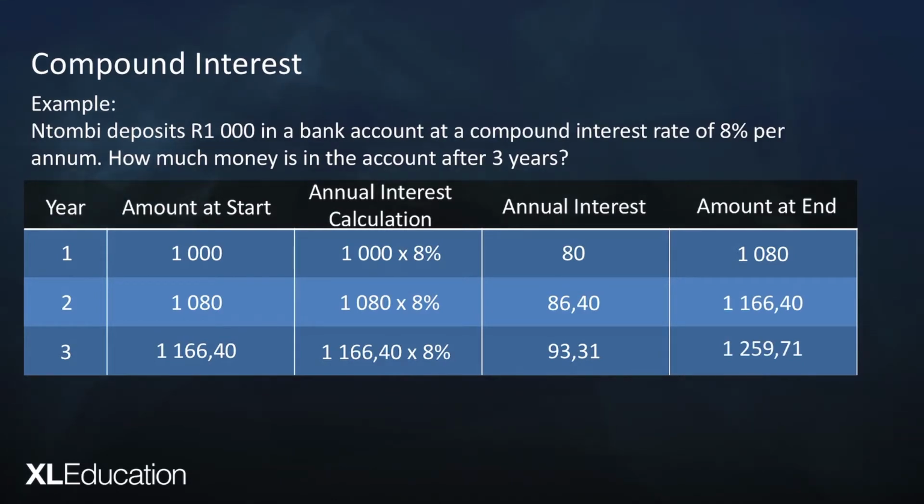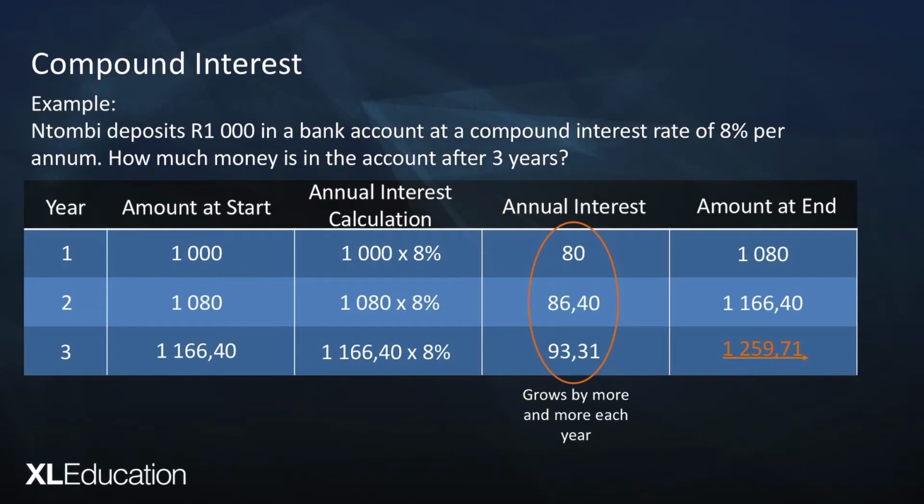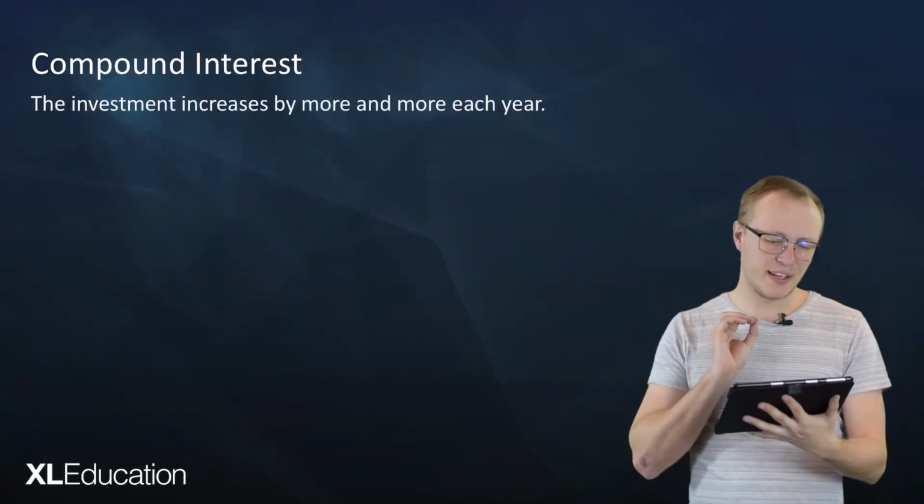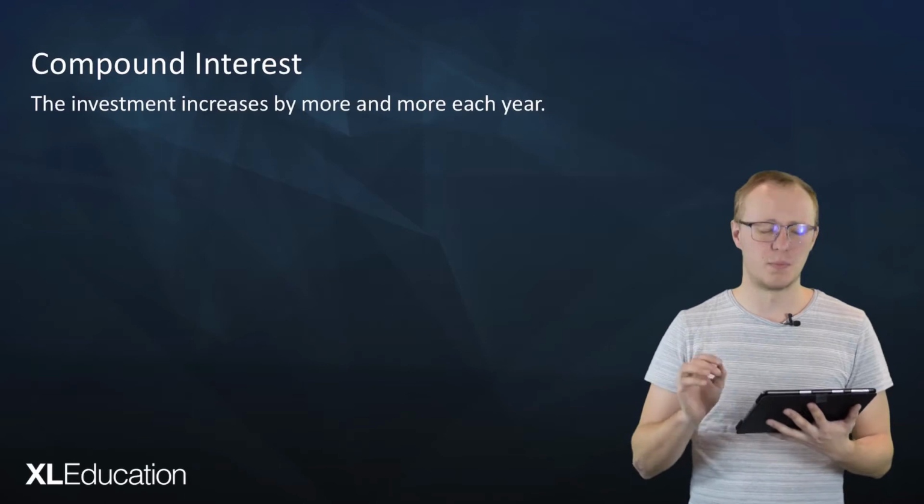Now, something very important that I want you to notice is that the annual interest that we earn every year becomes more and more. And that's because the interest that you've earned up until that point is included in the interest calculation. So in effect, your interest is earning interest. So the investment increases by more and more each year.